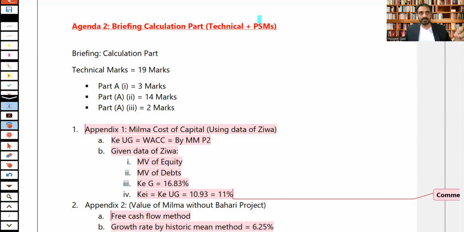Second part of the video. The debriefing session is going on. In the first part, we discussed how to read the question. In the second part, a quick briefing related to the calculation part of the question.